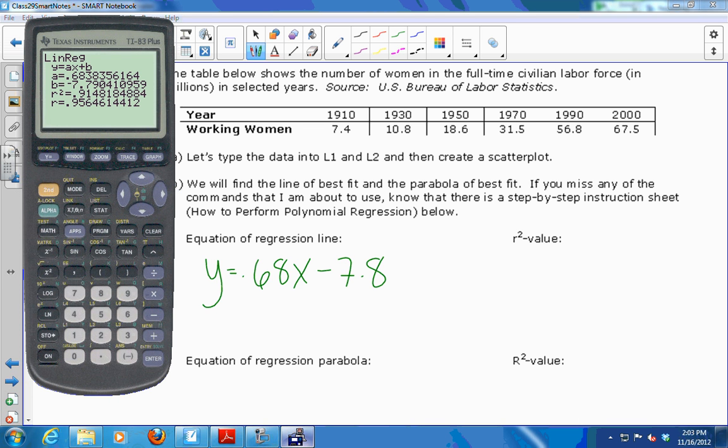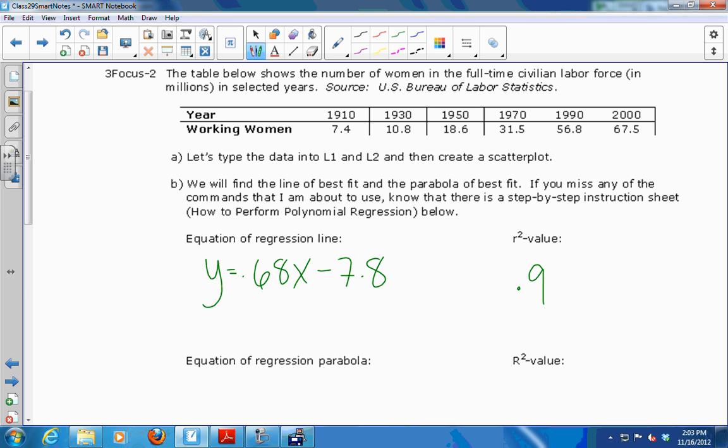R squared can only ever be positive, because when you square something negative, you get a positive. Square something positive, you get a positive. So the closer to 1, the better. Closer to 0, the worse it is. So my r squared value is about 0.915, which is pretty good. That's pretty close to 1.